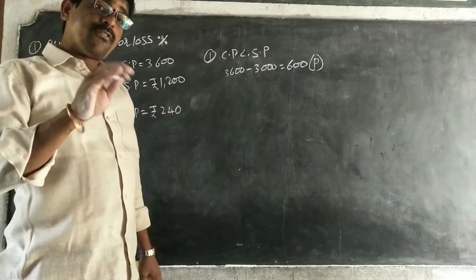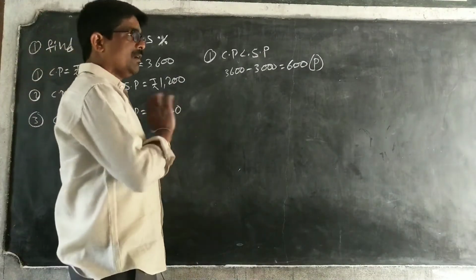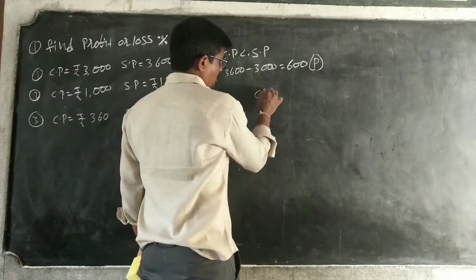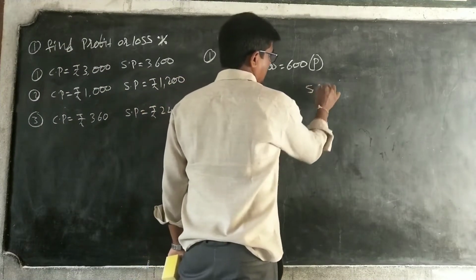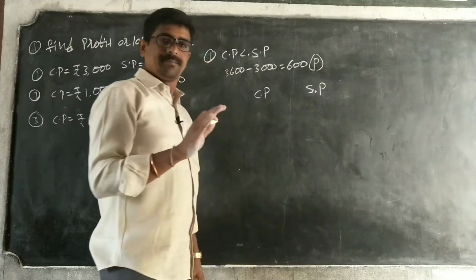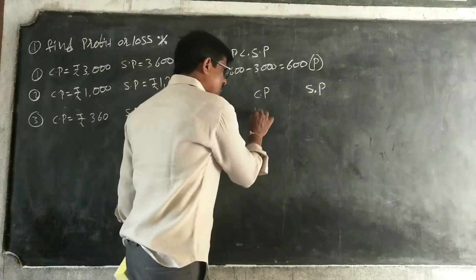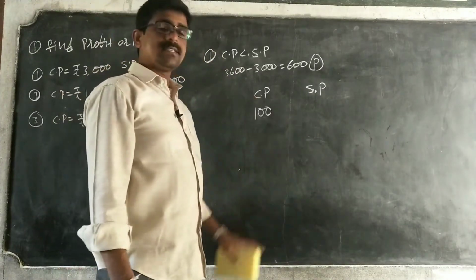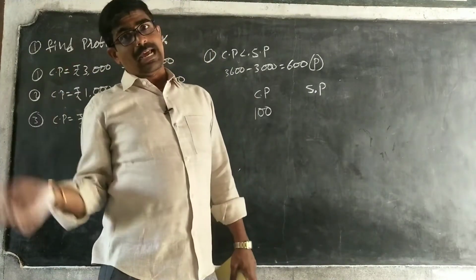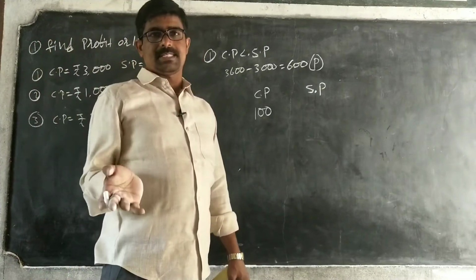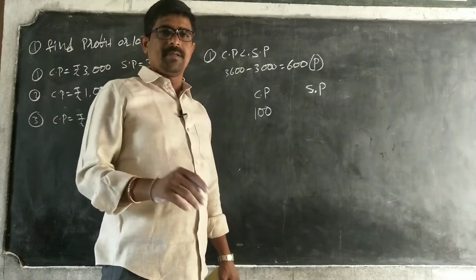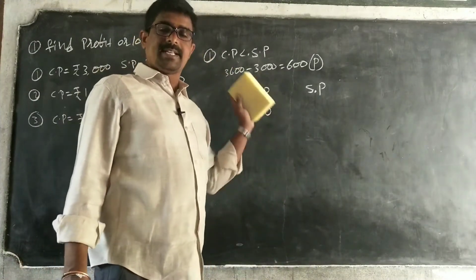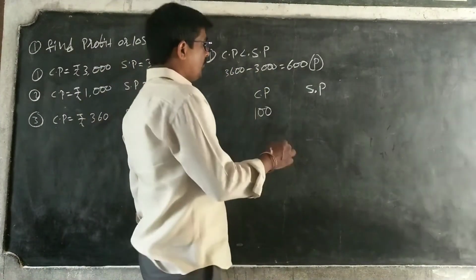What we have to find? Profit percentage. So here I have to remember one thing, cost price and selling price. The easy method: cost price is always 100%. Either profit or loss, whatever it may be, whenever going for percentage, treat cost price as 100. Then what we have to find?